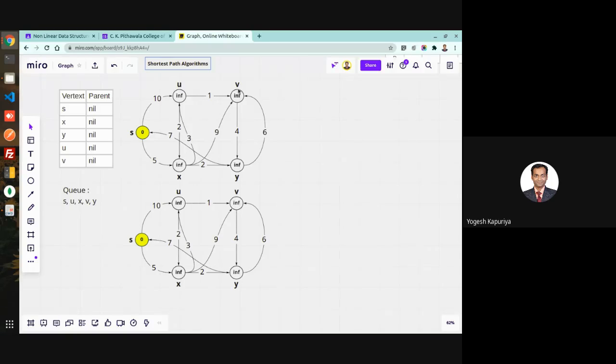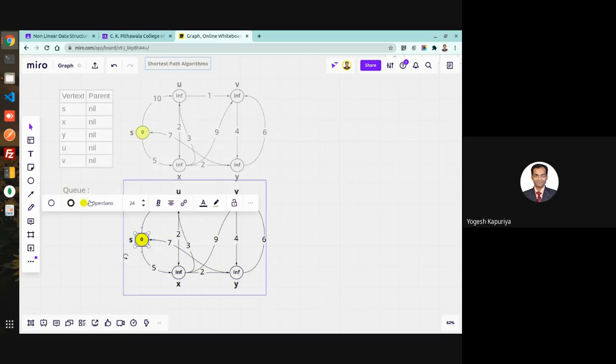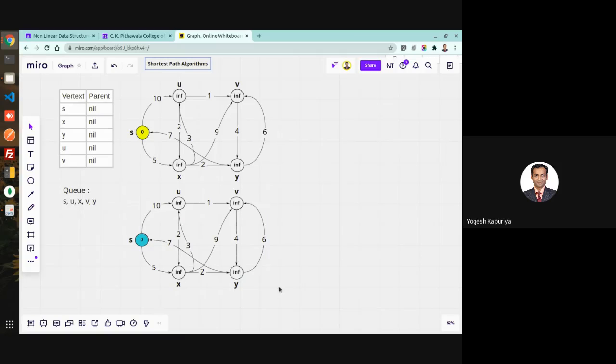Sorry for the disturbance. The vertex with a minimum key value will be extracted. If you see the key values, this is 0, and the rest are infinity, infinity, infinity, and infinity. That means S will be extracted from the queue. Now check all the adjacent vertices of S.